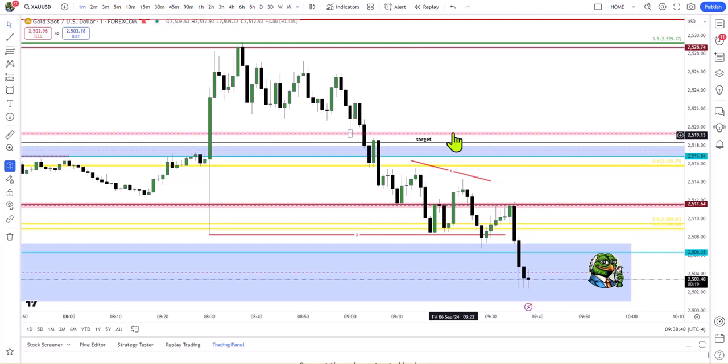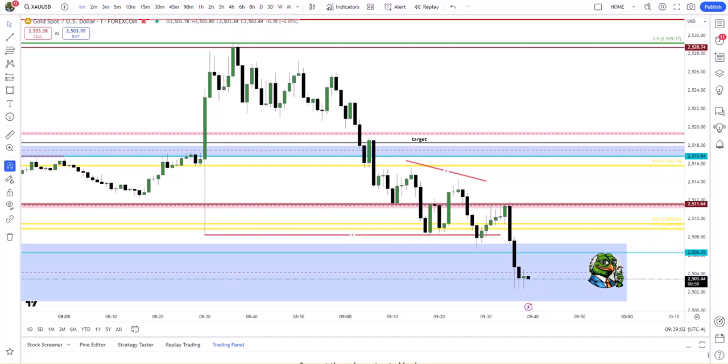We've got this target marked out. I'll show you that in a moment on a 5-minute chart. There's a fair value gap there. Looking for a long at this level. Seems to be holding.